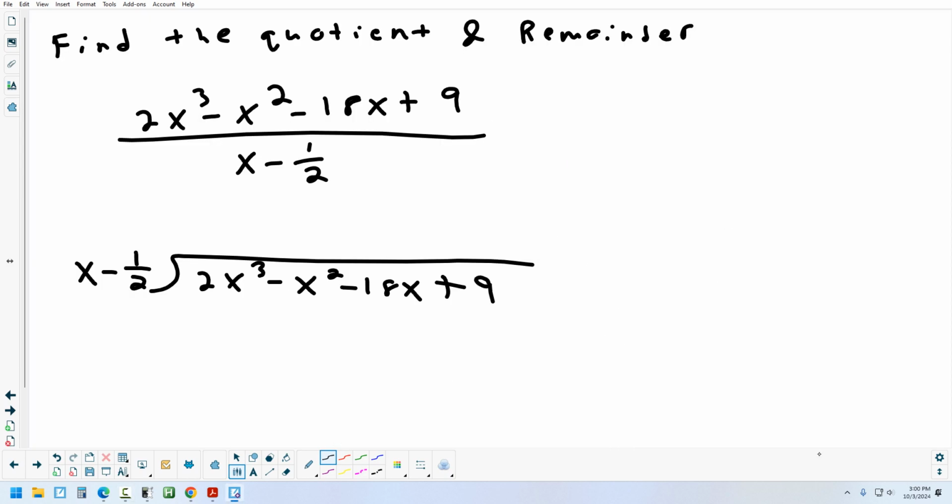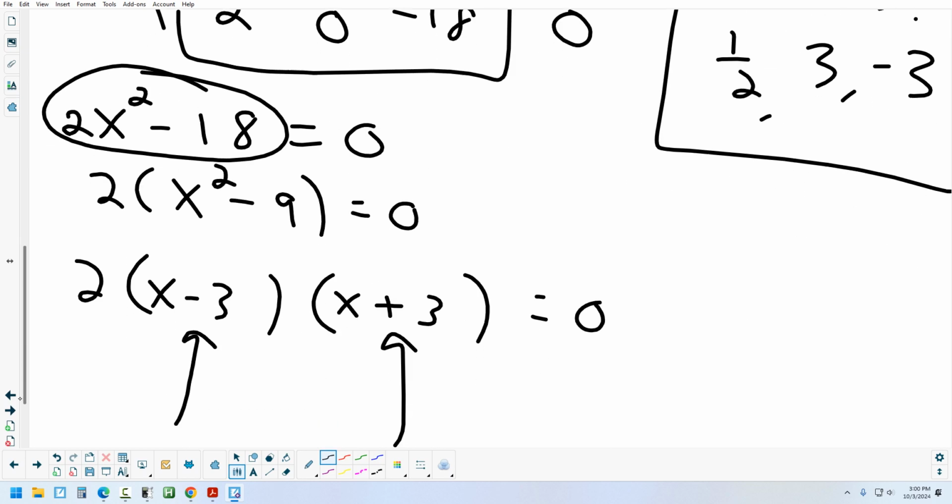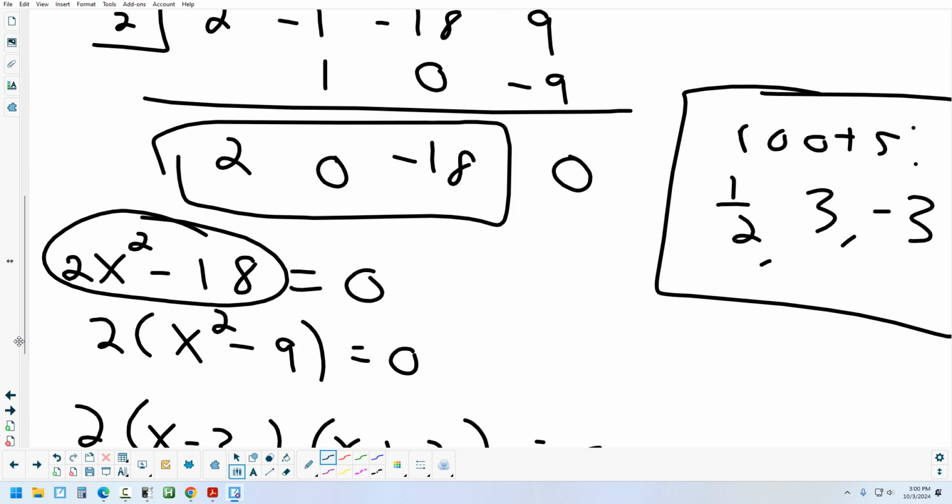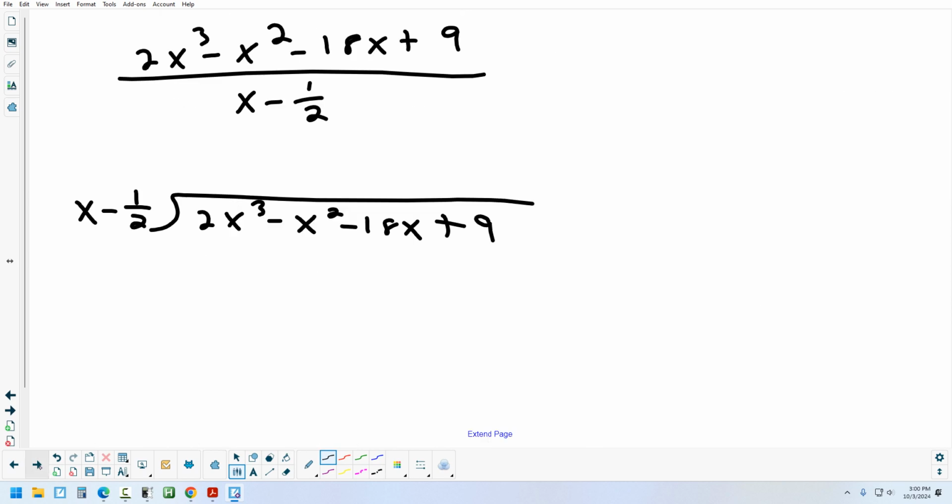Okay, for the next problem, we're going to go back and look at the same question we did the first time. We're going to divide 2x cubed minus x squared minus 18x plus 9 by x minus a half. And we already know what we're supposed to get for an answer. That's going to be my quotient. That'll be my remainder. But this time we're going to try it with long division. So the first step is to divide x into 2x cubed.